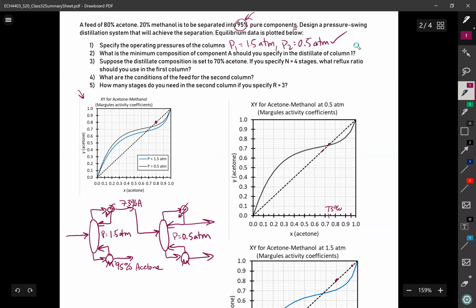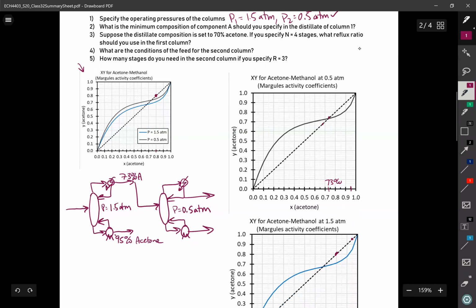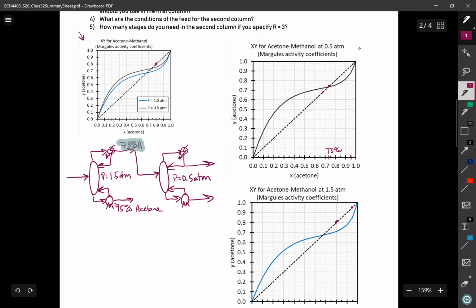Done. What is the minimum composition of component A that you should specify in the distillate of column 1? As I said, we've got some freedom here. But in order to prevent a problem like we had before, I'm going to want to peek ahead to pressure 2 and know that I can get past the azeotrope on the other side.